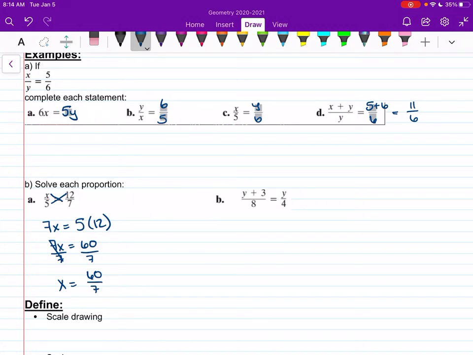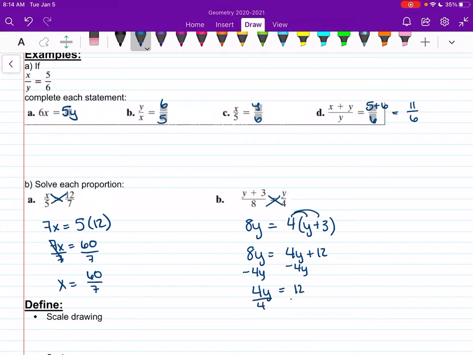Okay, let's try B. B is a little trickier because I have two y's and I also have a plus sign. So when I do my cross product, I'm going to get 8y equals 4 times all of y plus 3. Then I'm going to distribute that 4, so I get 8y equals 4y plus 12. Subtract 4y from both sides. So 4y equals 12, divide by 4, and I get y equals 3.